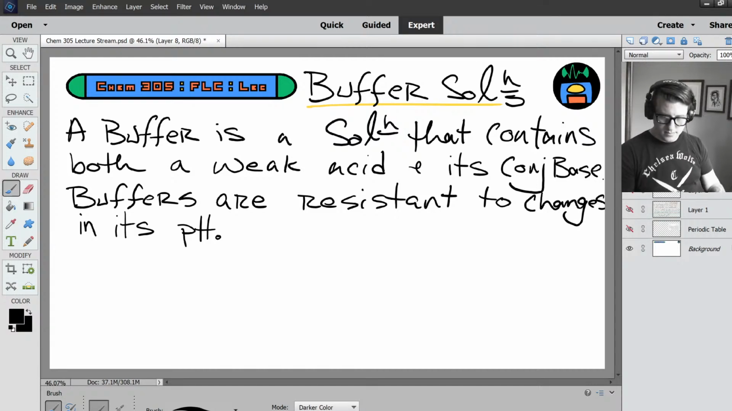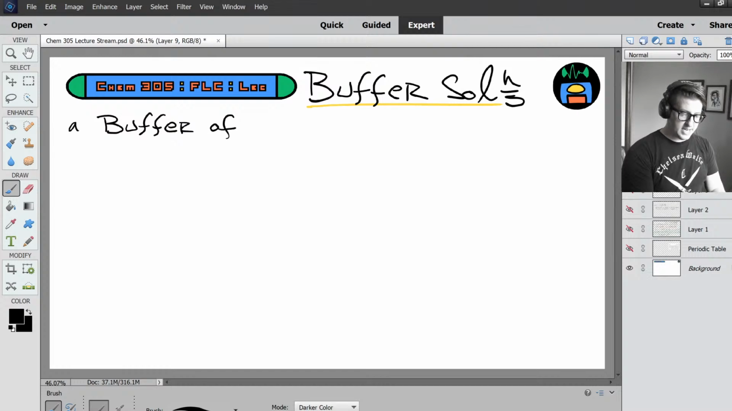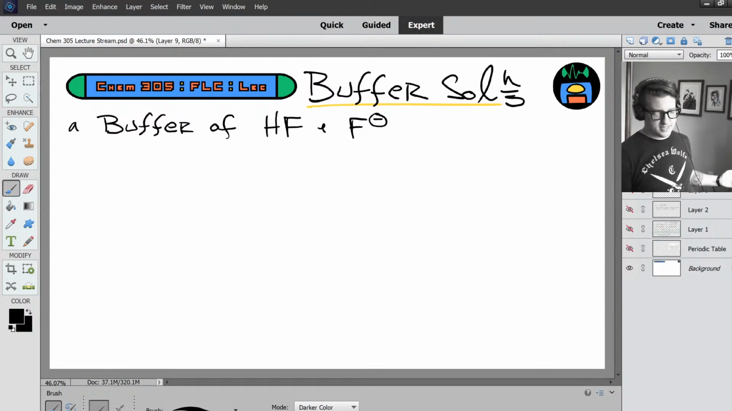Now let me show you how that is the case. Take for example a buffer that contains hydrofluoric acid and its conjugate base, fluoride. Hydrofluoric acid is a weak acid. Fluoride is its conjugate base, a weak base. Now, here's how it resists changes in its pH.